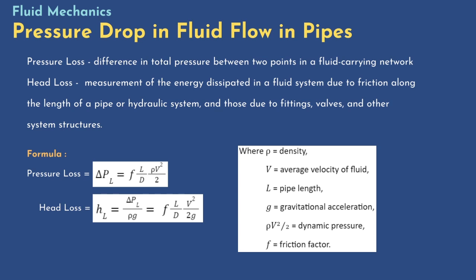Pressure loss can be expressed as pressure loss equals friction factor times pipe length over diameter times dynamic pressure. Head loss is equal to pressure loss over density times gravitational acceleration.